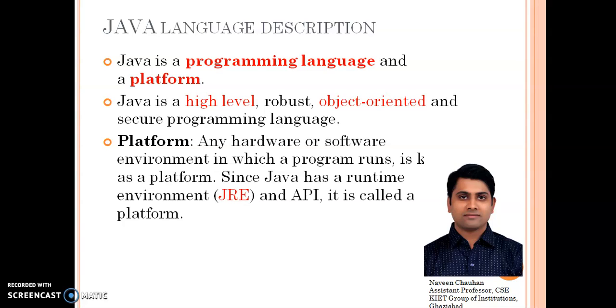It also provides a kind of platform that can run any kind of application which we design on Java. Any operating system can run your application which is designed on Java. A platform is any hardware or software environment in which a program runs. Since Java has a runtime environment, JRE, and some APIs, application programming interfaces, it is called a platform.